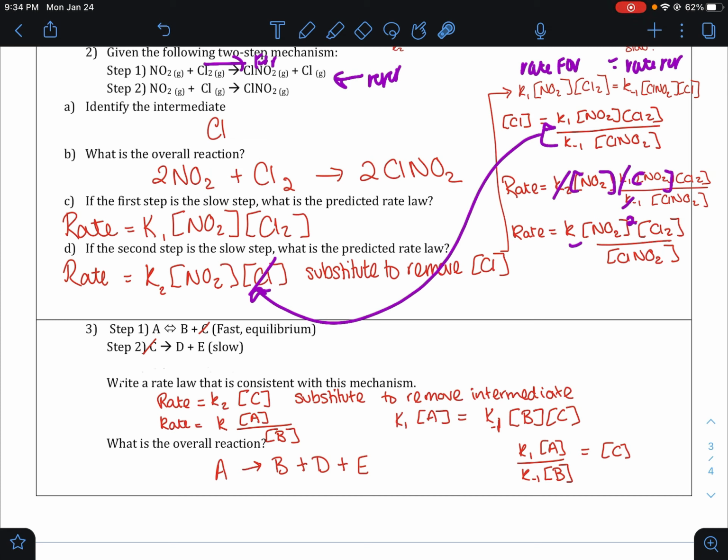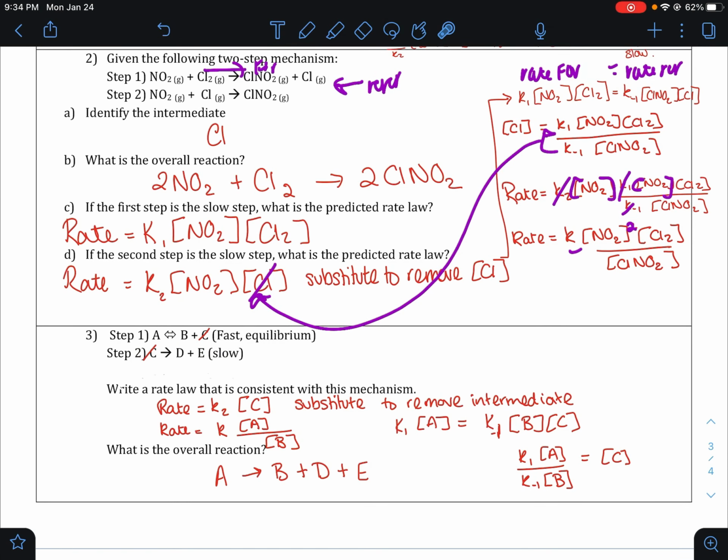Finally, step 3, we have a fast first step and a slow second step, which means, again, the slow step is rate determining. Since that is our second step that is rate determining, we need to use our steady state approximation. First one, write a rate law that is consistent with this mechanism. So we're looking here at step 2. Our rate is equal to K times our concentration of the reactants raised to their coefficients, which is obviously the first power. However, again, that's an intermediate.